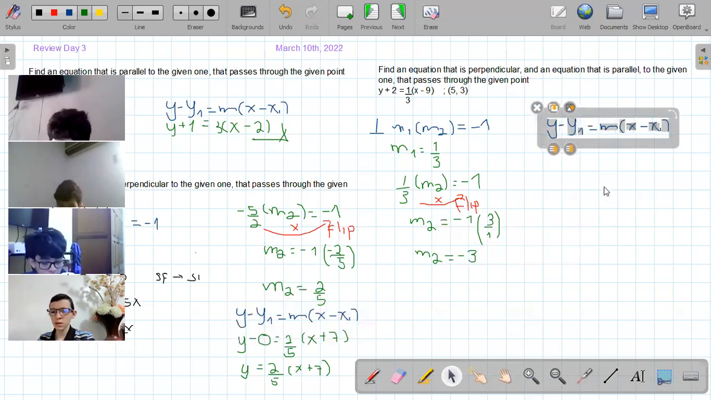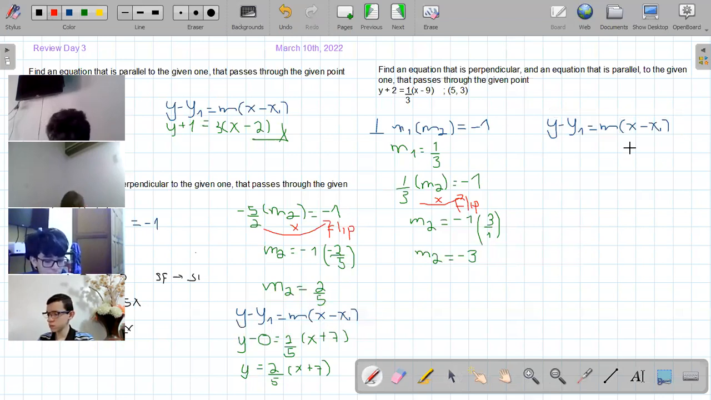Okay, so now I'm just going to use this formula, because this is always the formula that we use, the point slope form. And I'm going to substitute. Remember this is x1, this is y1. It is positive, so I say y minus 3 is equal to -3, that's the slope, x minus 5. Why am I doing it -5? Because 5 was positive, so I keep the minus. And that is the perpendicular equation. This equation is perpendicular to the given one.